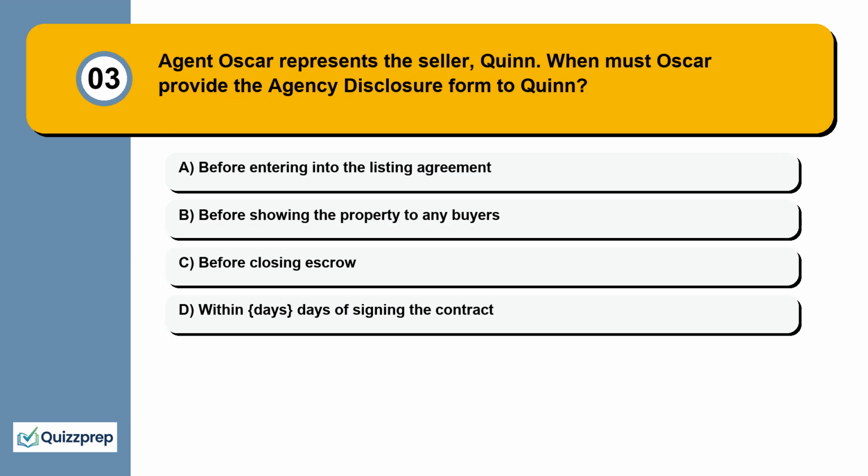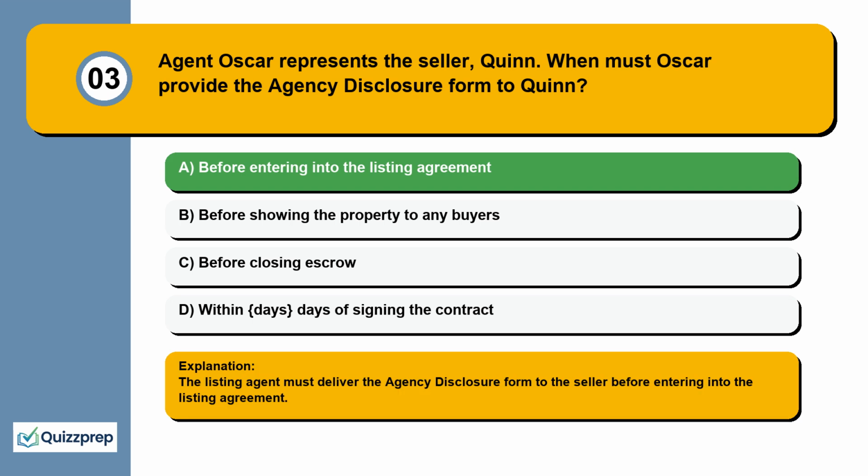Question 3. Agent Oscar represents the seller, Quinn. When must Oscar provide the agency disclosure form to Quinn? Before entering into the listing agreement, before showing the property to any buyers, before closing escrow, within days of signing the contract.